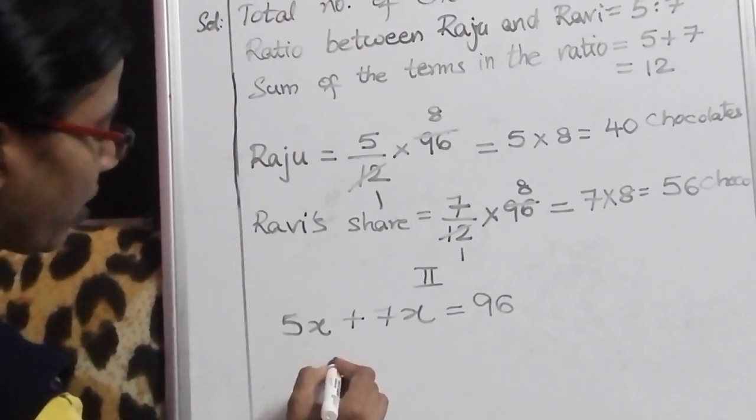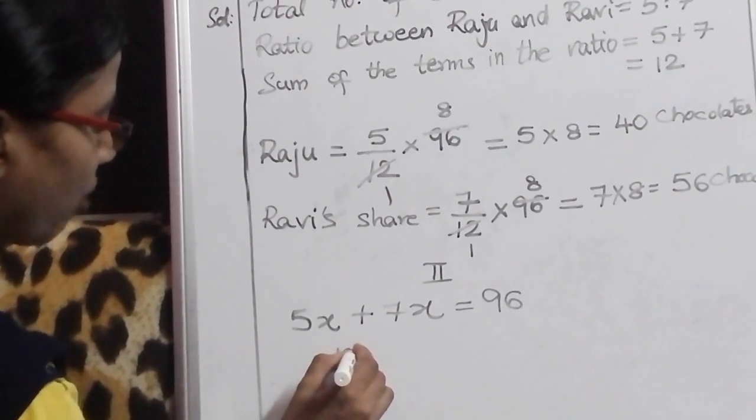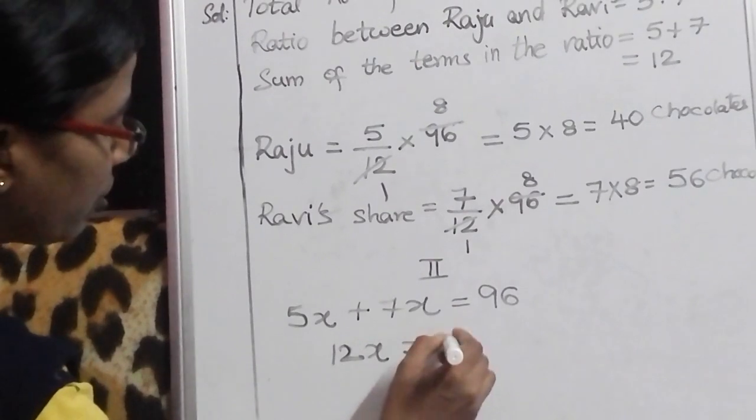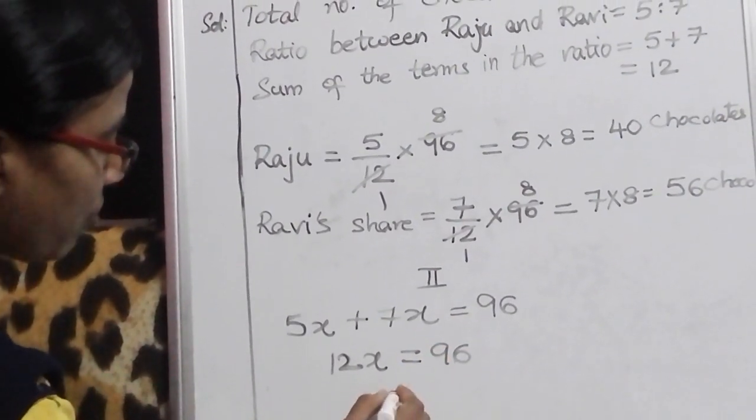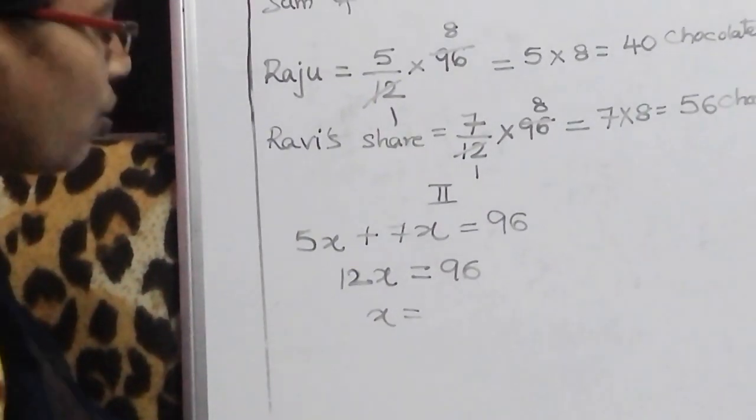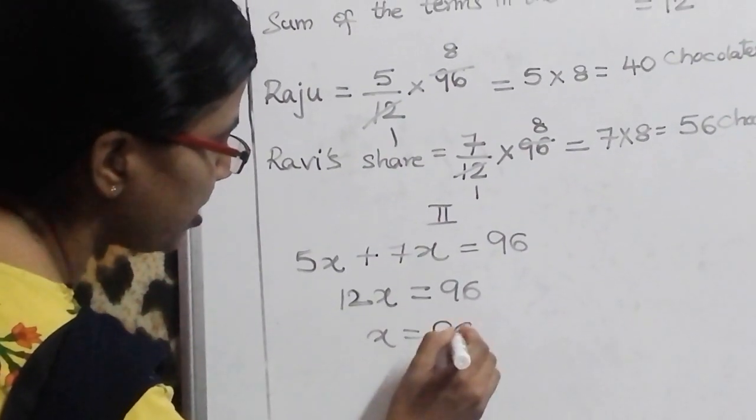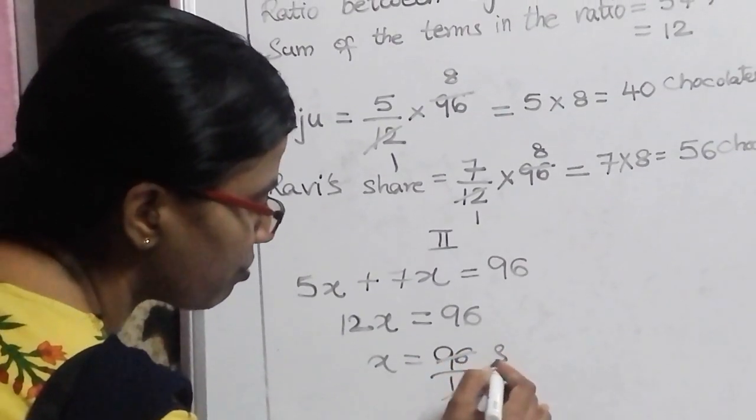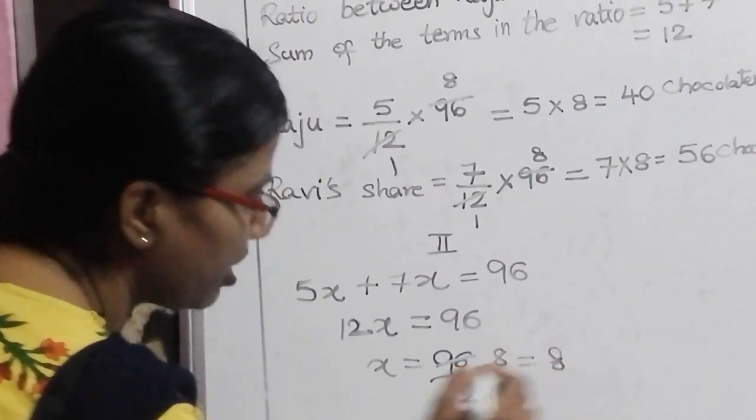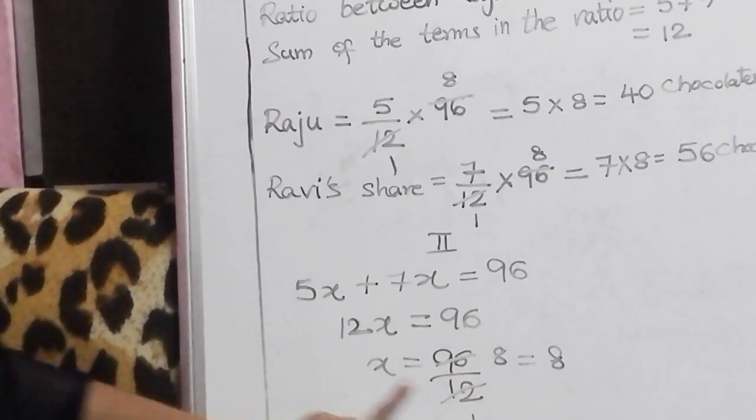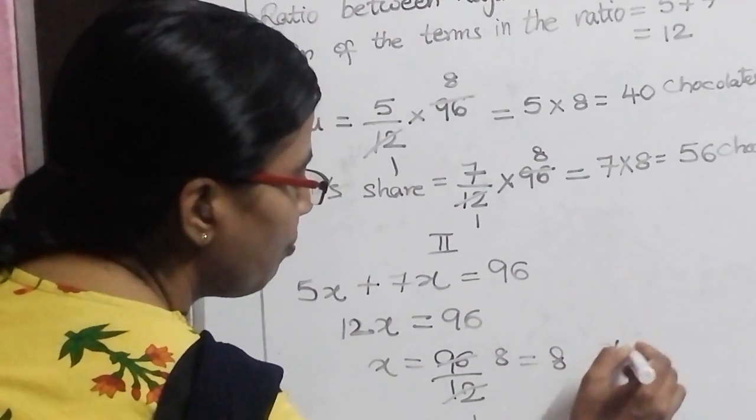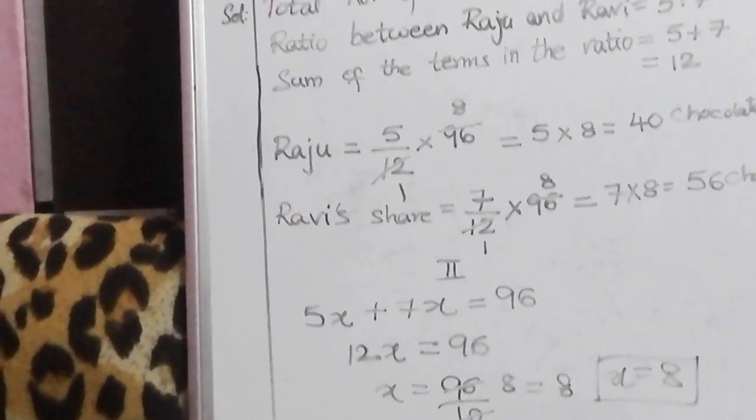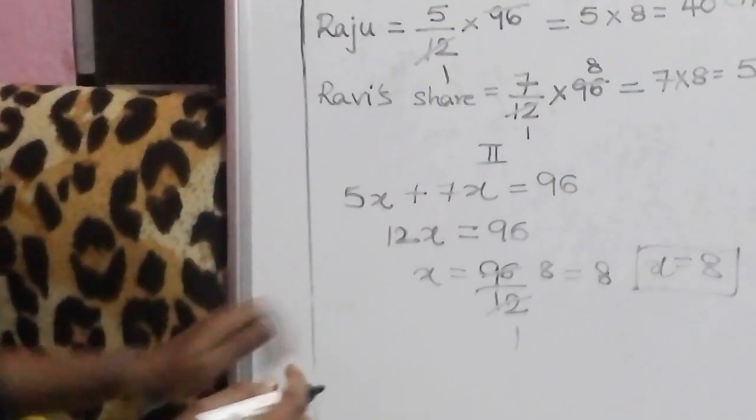So 5 plus 7 is 12x. This is equal to 96. So now find out x. x is equal to 96 by 12. 96 by 12 is, 12 ones are 12, 12 eights is 96. So we got the value of x as 8. Now substitute the value of x in 5x and 7x.